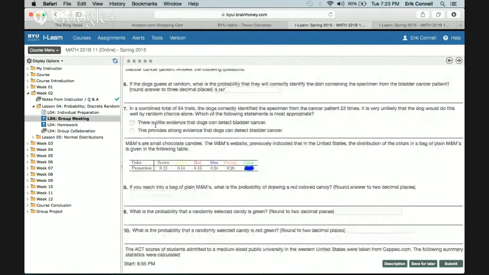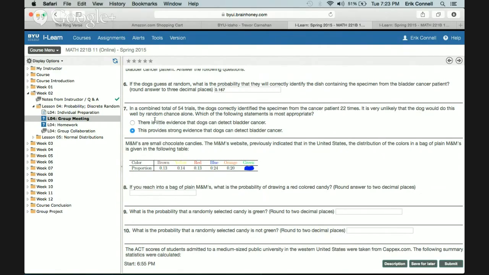In a combined total of 54 trials, the dogs correctly identified the specimen from the cancer patient 22 times. It is very unlikely that the dog would do this well by random chance alone. Which of the following statements is most appropriate? There is little evidence that dogs can detect bladder cancer. This provides strong evidence that dogs can detect bladder cancer. Little. No, there's strong evidence.